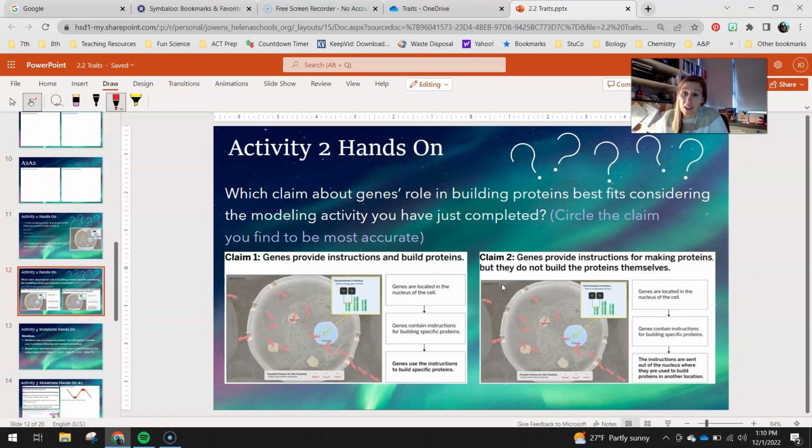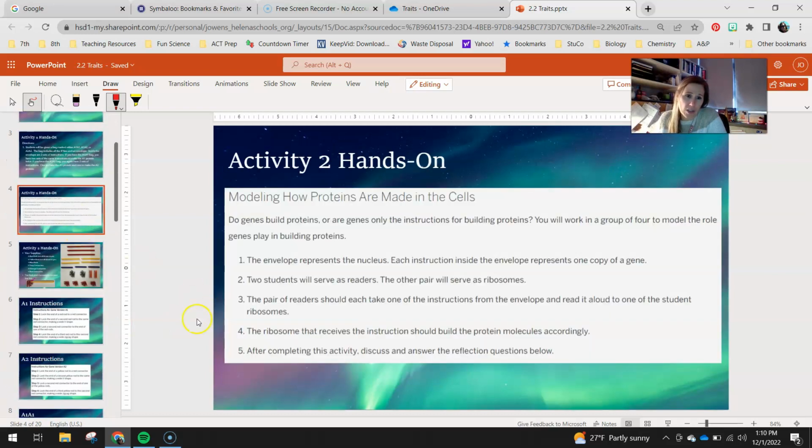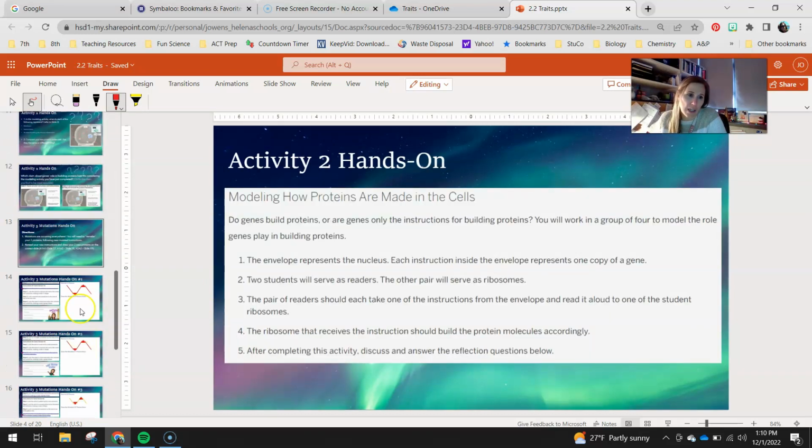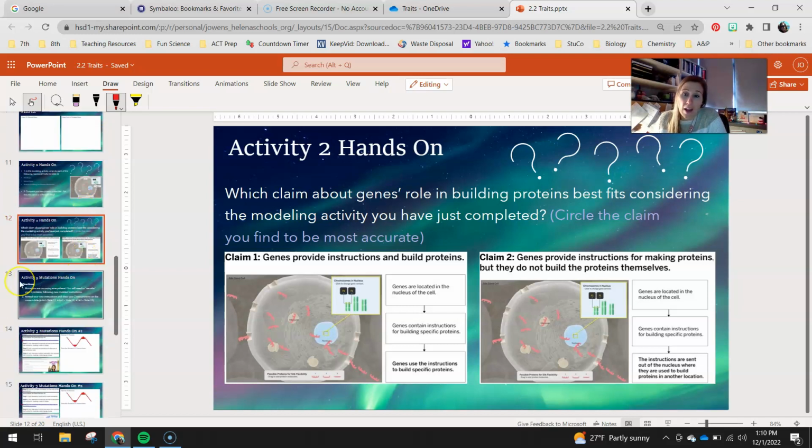Okay, so think about, again, the roles that I described to you guys in that. And again, think about slide number 4 that has your instructions for the activity as well, and see what you guys can kind of reason out of there. So circle either claim 1 or claim 2. Okay, when you guys are done with that, go ahead, take a second, answer your questions on slides 11 and 12. Pause the video and then come back when you're ready.